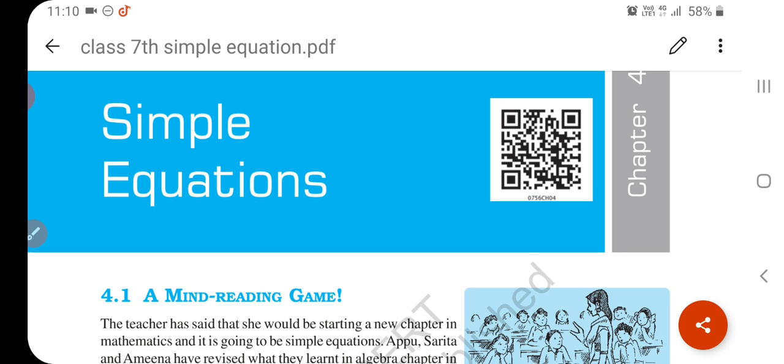Okay, so students, we know in simple equation there are two words, simple and equation. What do you mean by simple? Simple means very easy. And what do you mean by equation? I told you what is equation. When an equal to sign is there, that is called equation. Means if there is an equal to sign, there are two parts, LHS and RHS, then it is called equation. Okay, understand?